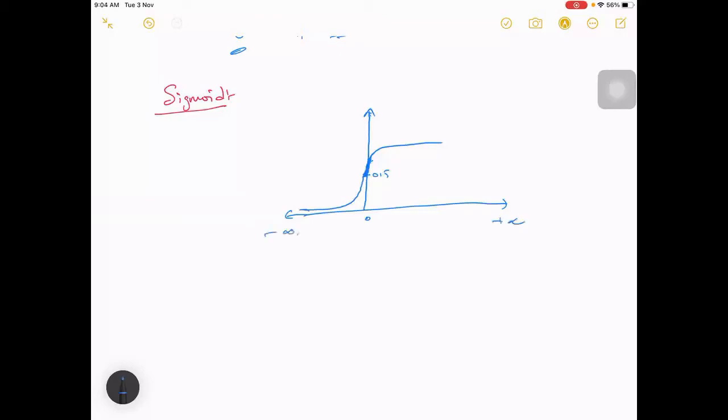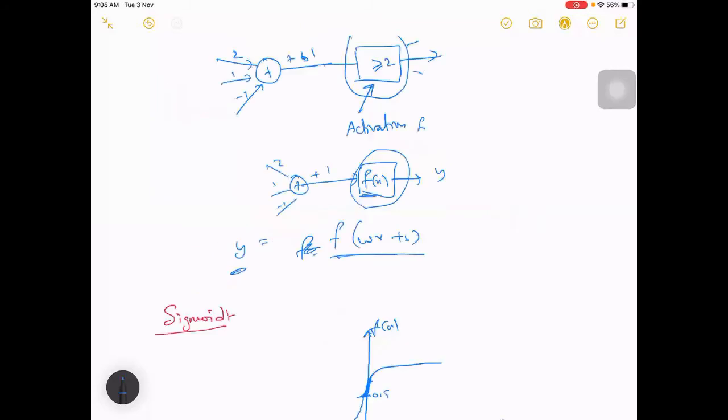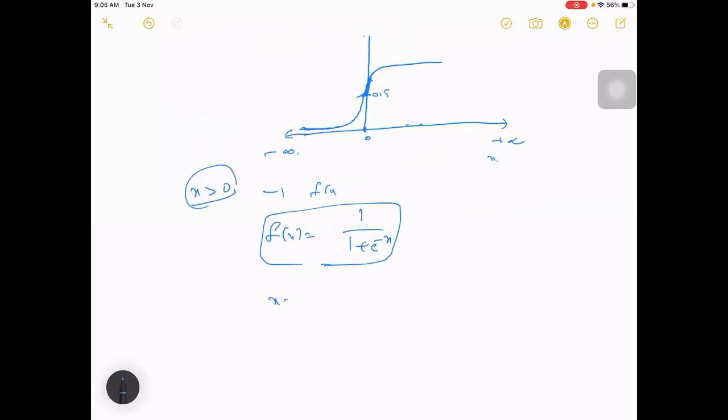If your x is greater than 0, depending on your x value it will give you some value, where this is your f of x and this is your x. This curve we can write as 1 by 1 plus e power minus x. So instead of greater than or equal to 2, we can have it like this. When x equals 0, it will give 1 by 1 plus e power 0, which is 1 by 1 plus 1, which is 1 by 2, which is 0.5.